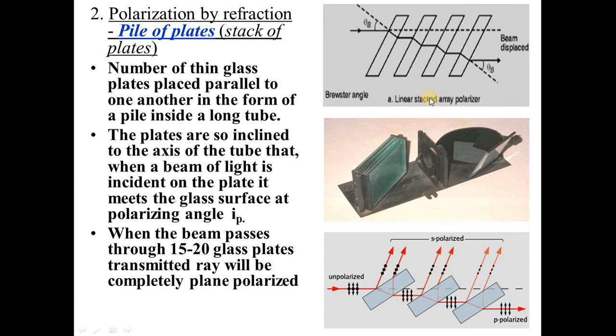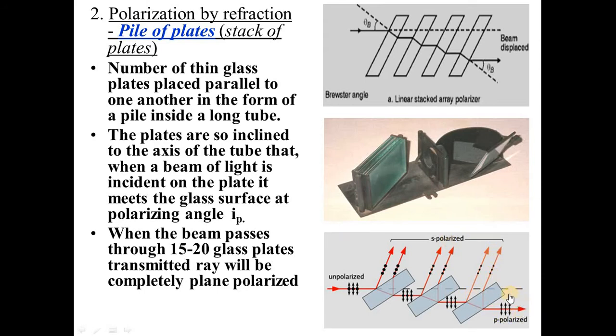And this process is repeated so that the refracted rays are allowed to pass through 15 to 20 such glass plates which are arranged parallel to each other. Then the refracted ray which finally comes out of the crystal will be completely polarized. The reflected ray will be polarized when the angle of incidence is the polarizing angle, and the refracted ray, when allowed to pass through a large stack of 15 to 20 glass plates, will finally come out completely plane polarized.